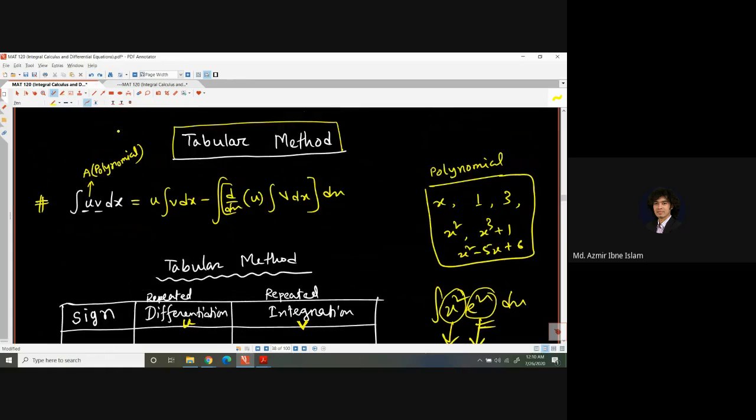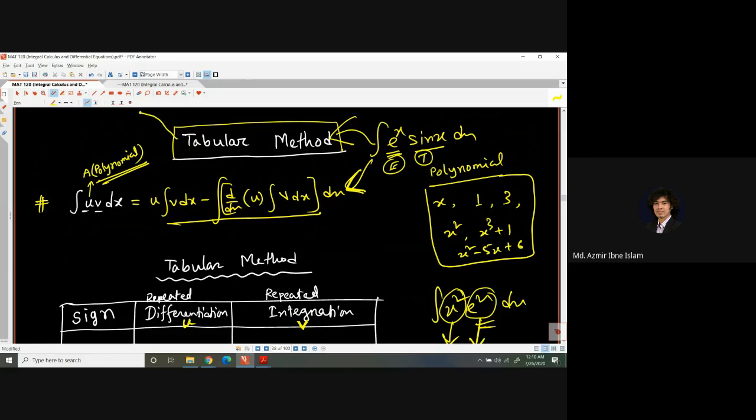But remember, the tabular method is only applicable for polynomial functions. Suppose we have a combination of exponential and trigonometric functions. For this, we can apply the integration by parts method, but we can't apply the tabular method. The tabular method is only applicable if we have a polynomial, then only we can apply the tabular technique. So this is the limitation of the tabular method. I hope you understand my point.